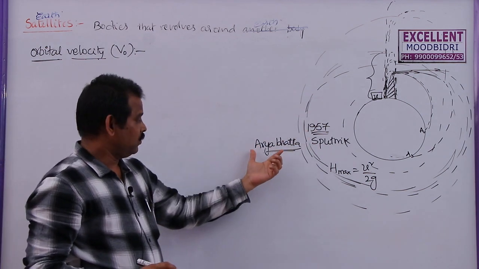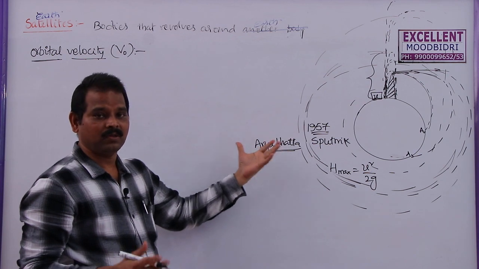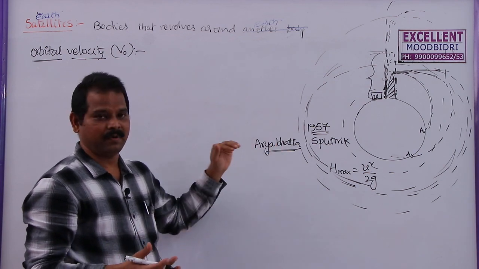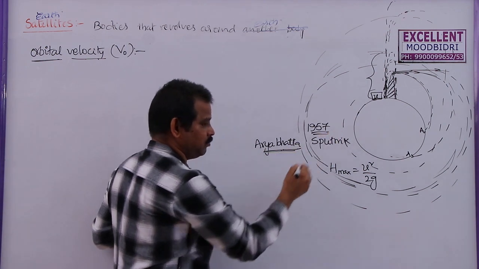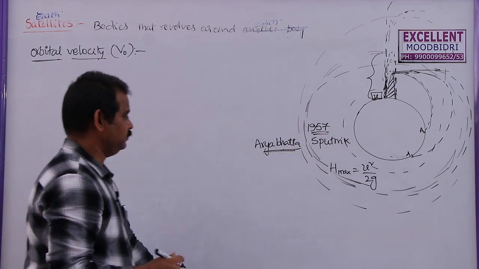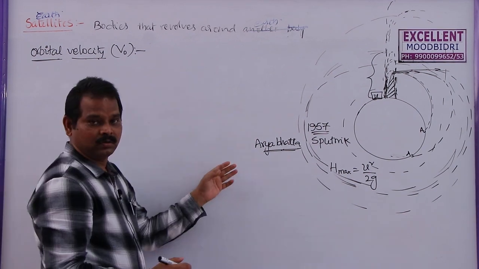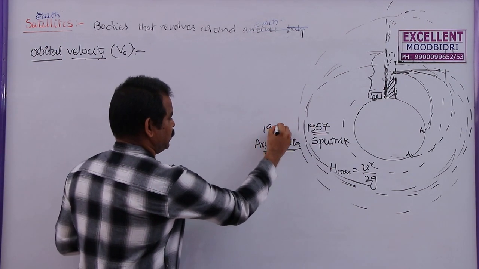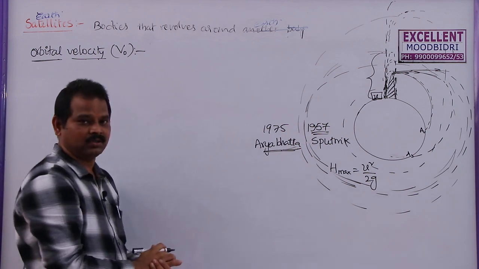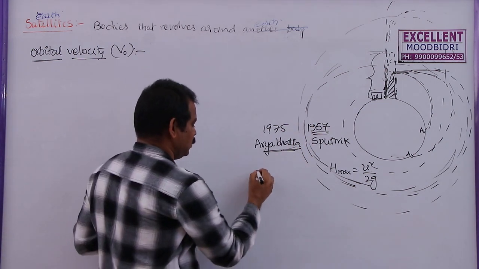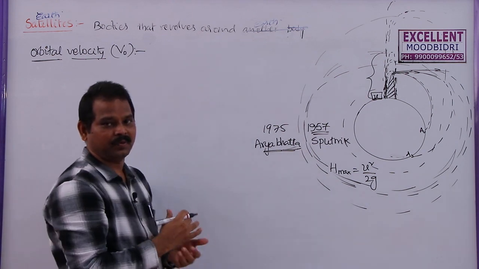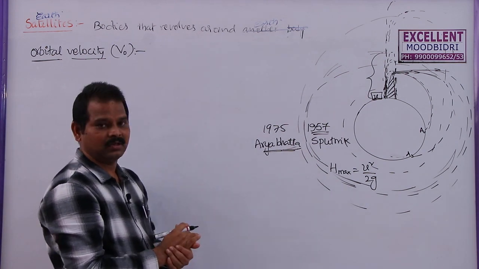Why? Because when we sent Aryabhatta, we didn't have the facility of launching a satellite from India. So we launched this satellite from Russia. In 1975, when Aryabhatta was launched, we didn't have the facilities to launch these satellites. Afterwards, India also developed the technique of sending these satellites.